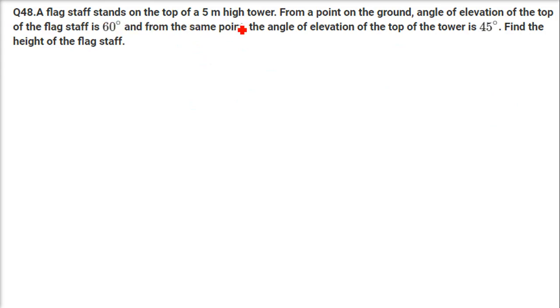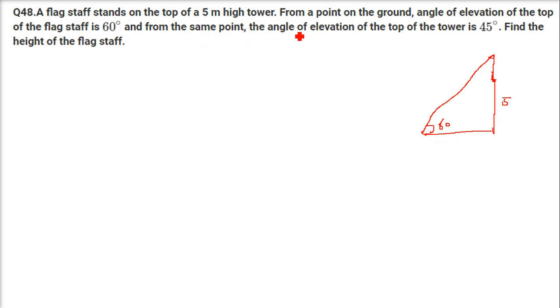The flagstaff stands on the top of a 5-meter high tower. So there is a tower which is 5 meters in length. Now there is a flagstaff over it, a flag. From a point on the ground, the angle of elevation of the top of the flagstaff is 60 degrees. So this is 60 degrees.